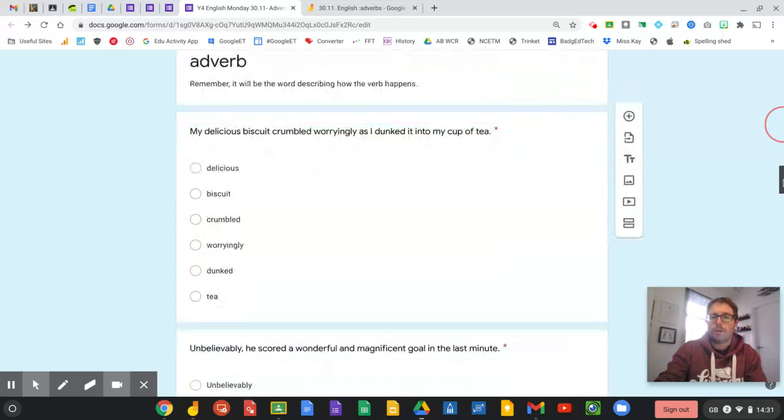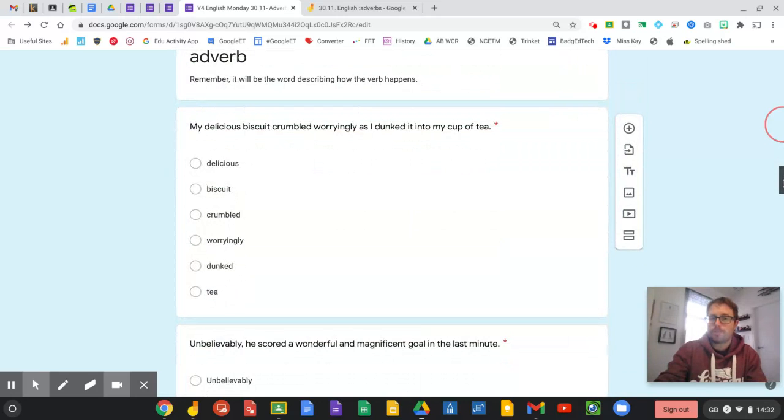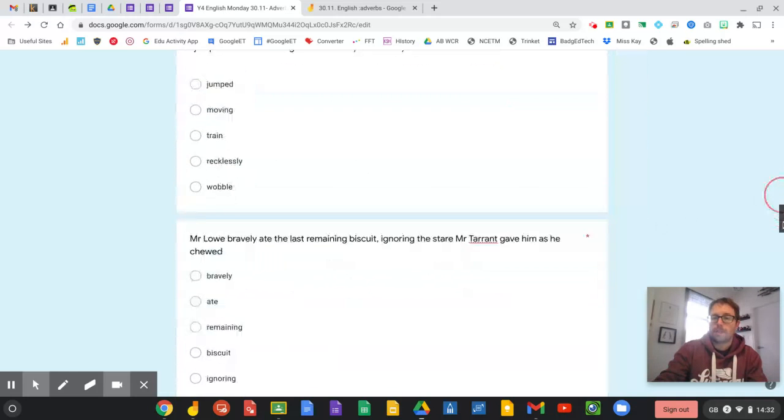Part 2, you've got longer sentences. So again, look for the verb. There may be more than one verb in that sentence. So in this one, I know that we've got crumbled and dunked. We've got 2 verbs in there. So we're looking for which verb has got an adverb describing it. So what is the adverb describing a verb? Slightly longer sentences, they keep going.